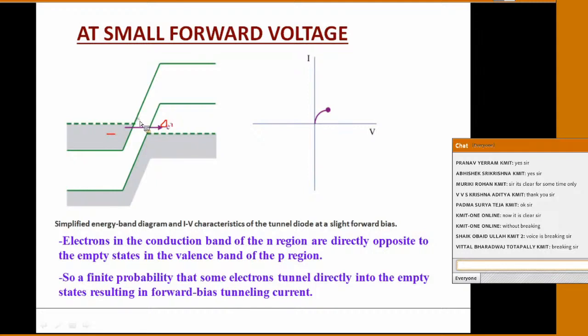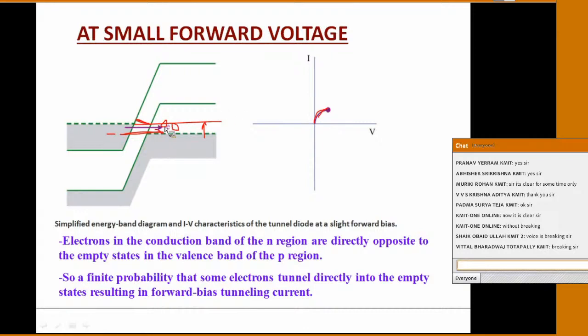Now, due to this thin depletion layer, this side holes are there, this side electrons are there. These electrons will penetrate from this area into the P region. Up to this extent, these electrons will penetrate into the P region. The current due to this penetration of electrons is nothing but your tunneling current.